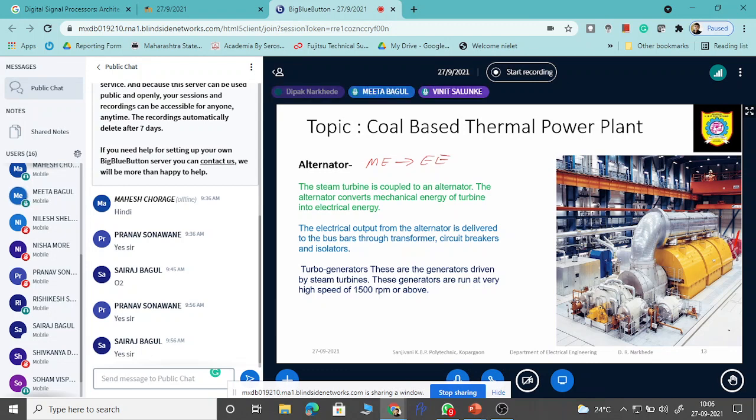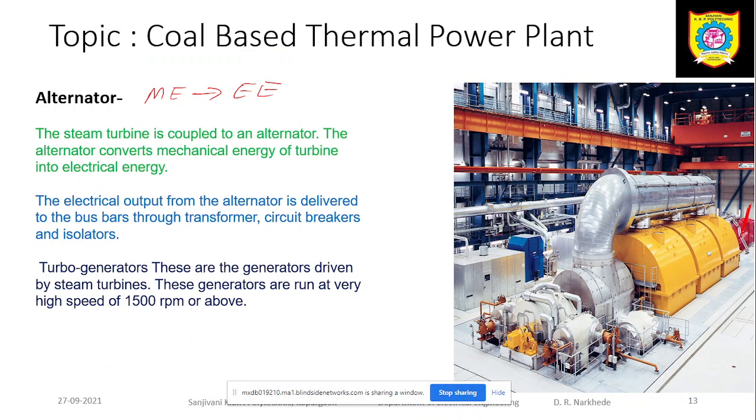Mechanical energy converted into electrical energy. So the alternator will convert the mechanical energy into electrical energy. The steam turbine is coupled to the alternator. You can see over here, this is my steam turbine and this is coupled to the alternator.